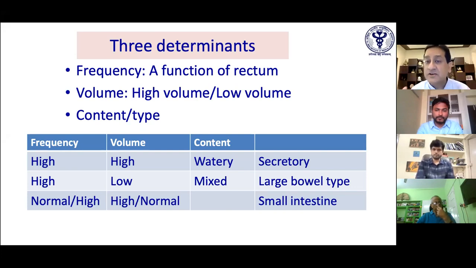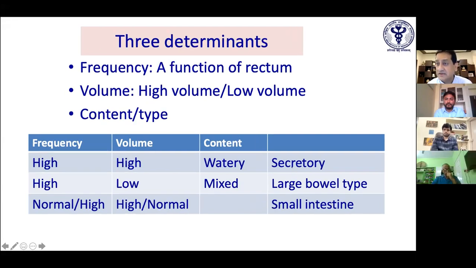Large volume watery stool has just one meaning, that this is a secretory form of diarrhea, and we often miss this in clinical practice. So if the stool is high volume, high frequency, watery content, it is nothing but secretory diarrhea. Please remember that. And they require a special form of investigations. If you do upper GI endoscopy or colonoscopy, they will not lead to a diagnosis. High volume, high frequency, watery content is nothing but secretory diarrhea.